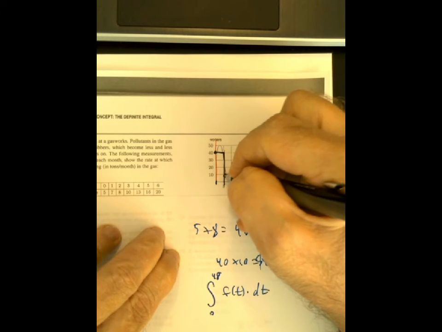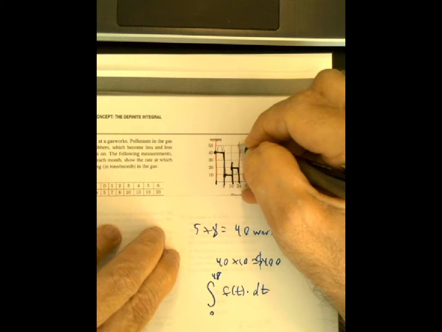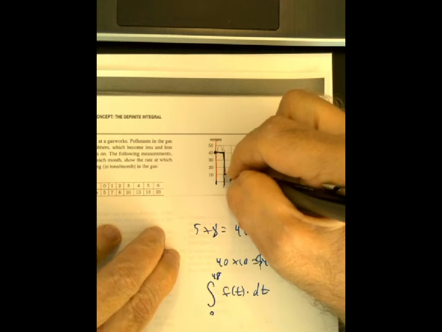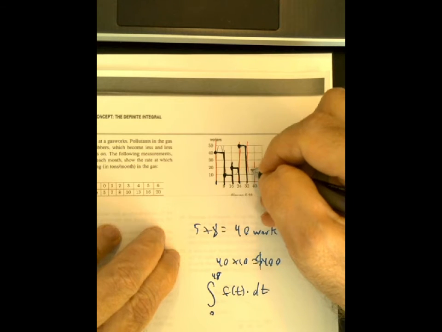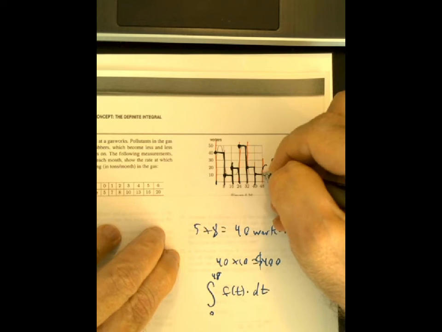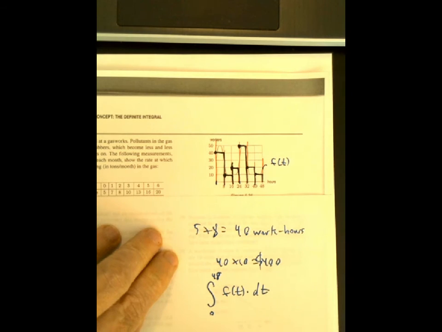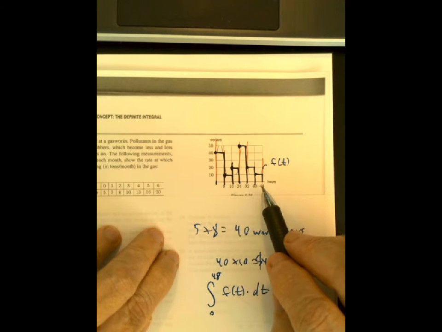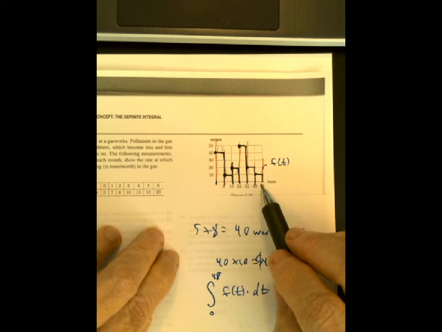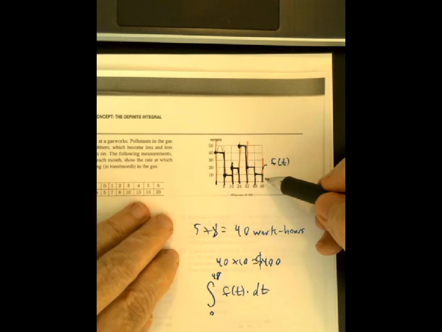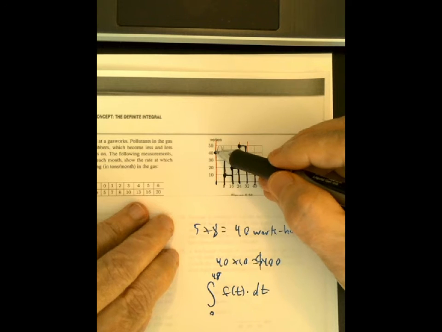Left, left, left, left, left, left, like that, right? And then we would find the heights of those curves. We'd add up the areas of each one of those rectangles independently to give us the Riemann sum. Right, so this one is 40 workers times 2.